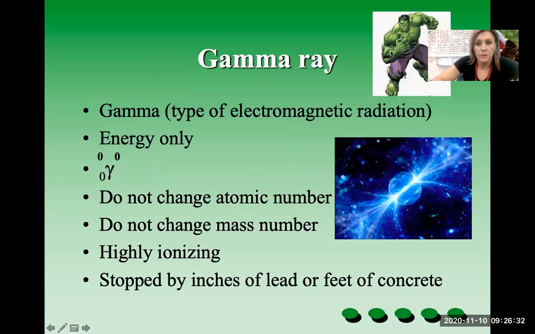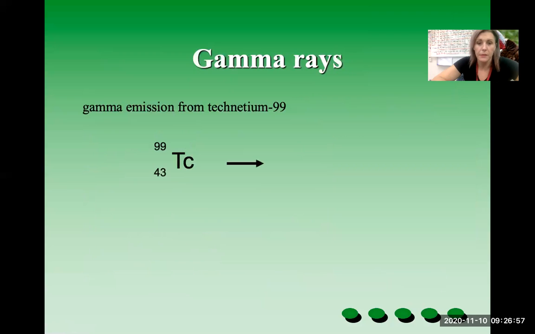Gamma rays is what the Hulk got hit with. It's a type of electromagnetic radiation. It's energy only. This symbol looks like a Y-type thing, that's called gamma in Greek. It does not change the atomic number. It does not change the mass number. It is highly ionizing, and it's stopped by inches of lead or feet of concrete. So it's just basically energy leaving the nucleus.